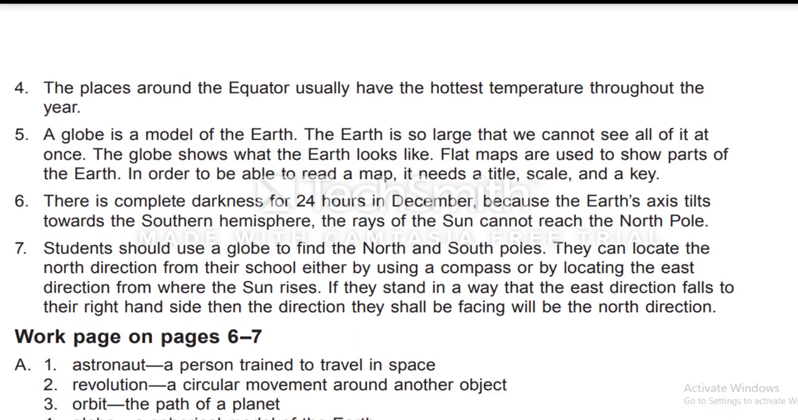On the screen you can watch the answer of question number 4. The question is, where on the earth's surface is the sun hottest throughout the year? The places around the equator usually have the hottest temperature throughout the year.